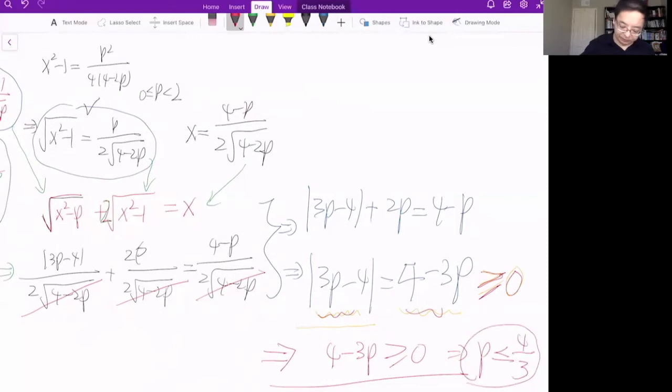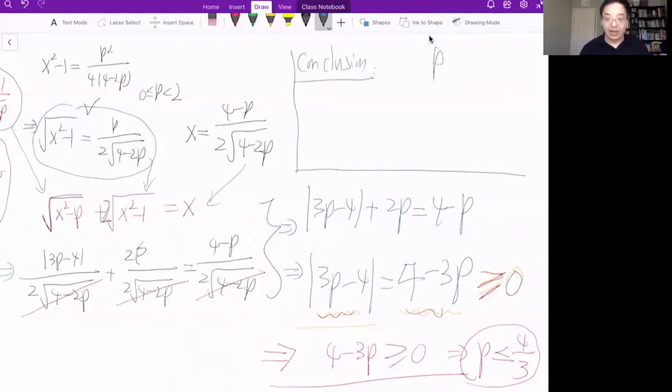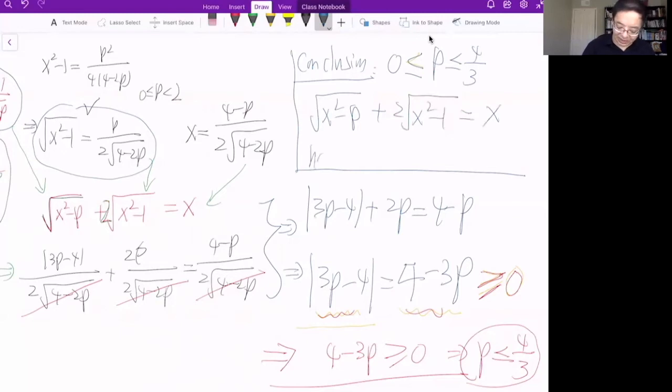Okay, so as a conclusion, when p is less or equal to 4 over 3, and meanwhile p should be bigger or equal to 0, the equation square root of x squared minus p, oops, let me rewrite it. I keep forgetting the 2 for some reason. Plus 2 times the square root of x squared minus 1 equals x. This one has solutions. All right, so the largest p possible is 4 over 3.